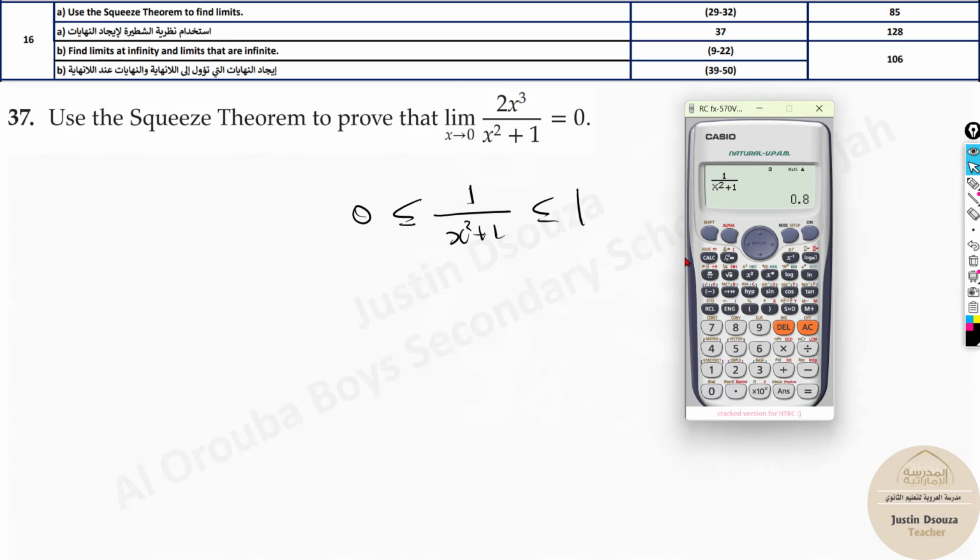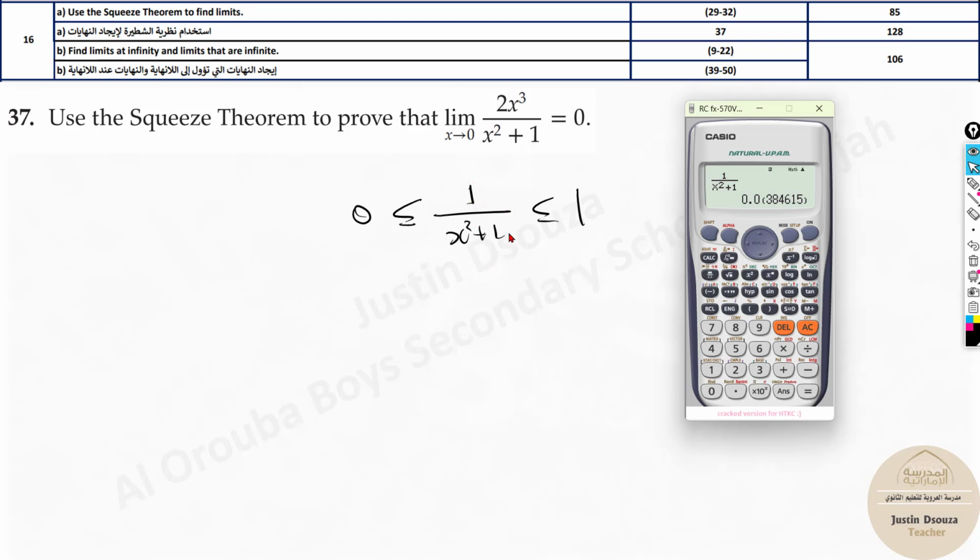4 by 5, that is 0.8. You can think of any number and just type it in your calculator. It's less than 1, but greater than 0. Can you have negative numbers? Let's take minus 5. Still it's positive. What's happening? Look, the variable is squared, so it doesn't matter if it's negative or positive, it gets squared and becomes a positive value, greater than 0. There is no way you'll get a negative value.